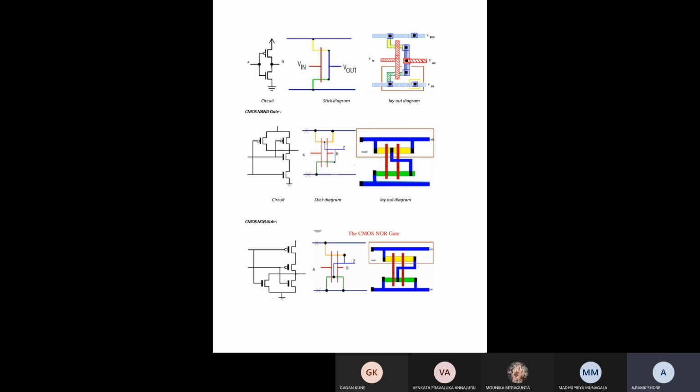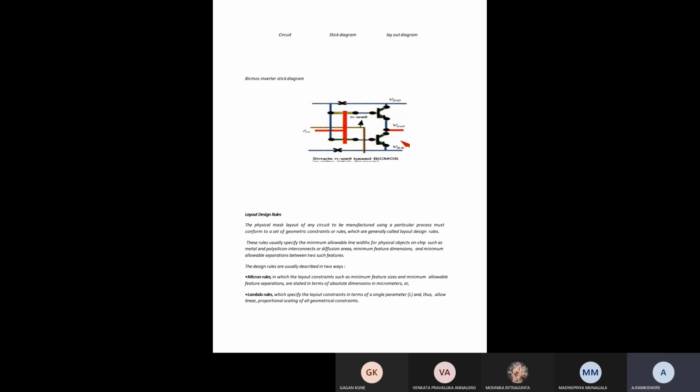For that, we connect the two P diffusions in series manner, and the N diffusions are in parallel. To connect both the transistors, we superimpose the polysilicon line over this diagram. Whatever you are seeing here is the stick diagram, and those are the layout diagrams. First of all, we have to cover the layout design rules.